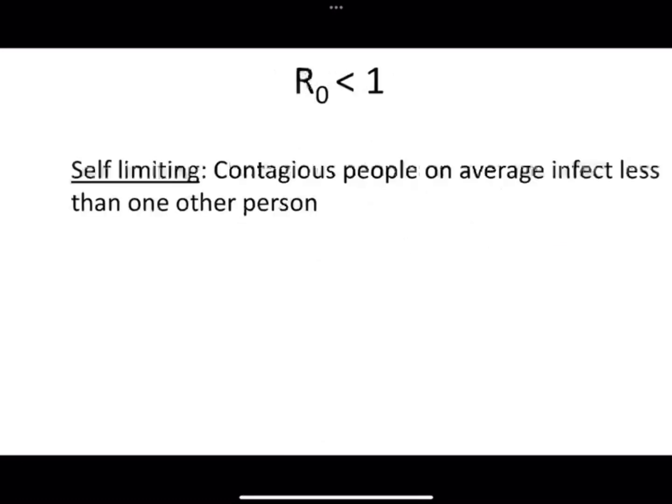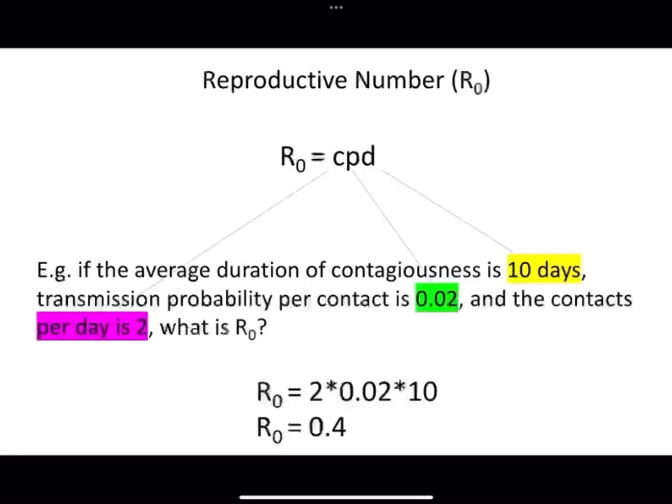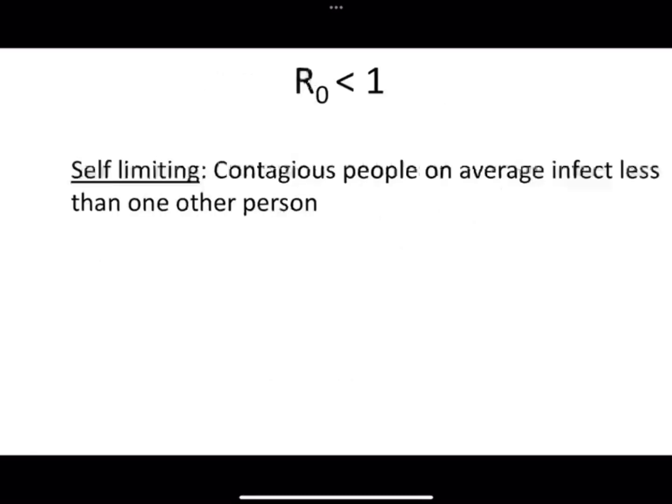So as far as interpreting what these R naught values mean, an R naught of less than 1 is a self-limiting situation where contagious people infect less than one other person.